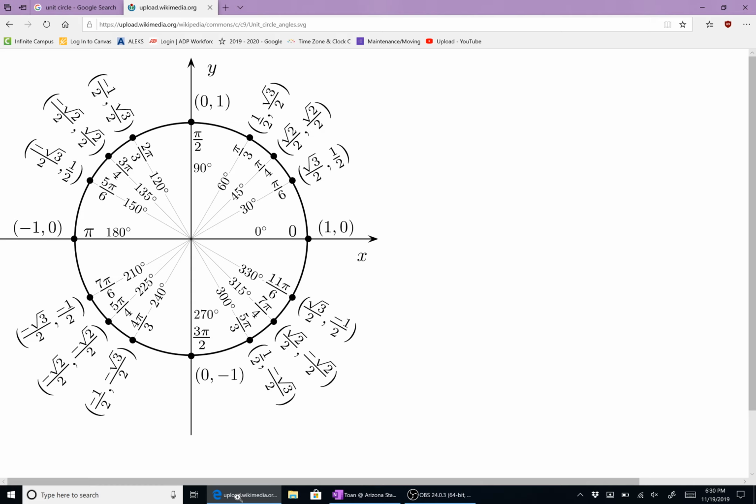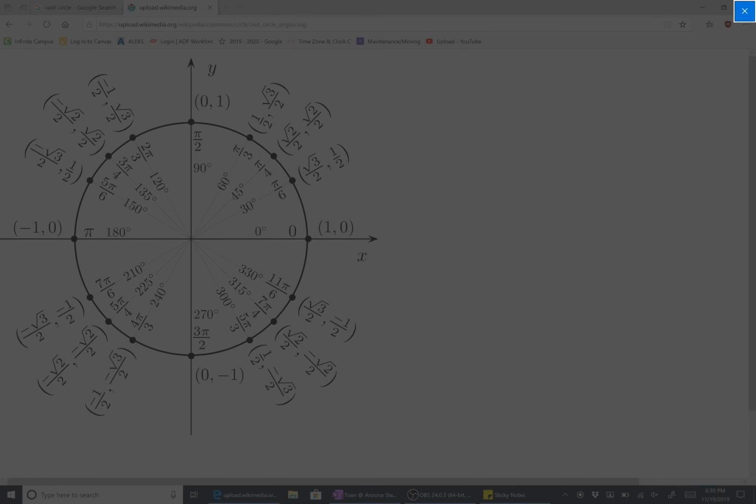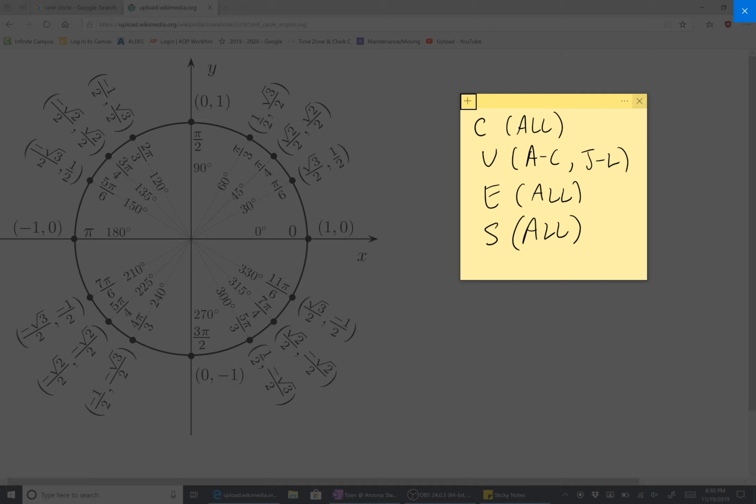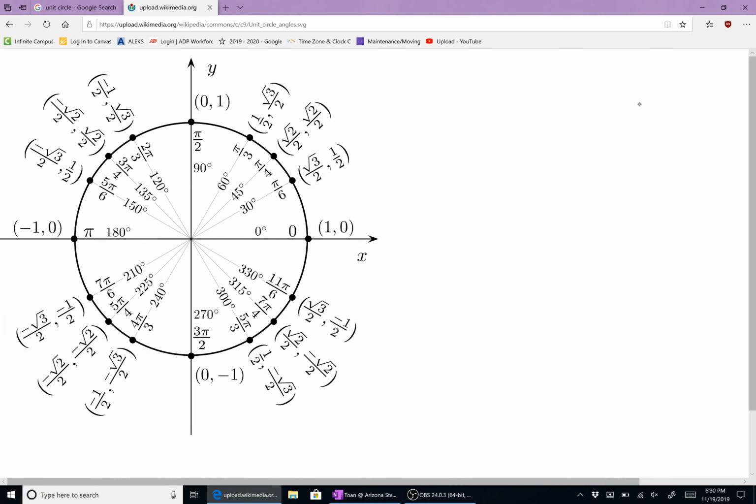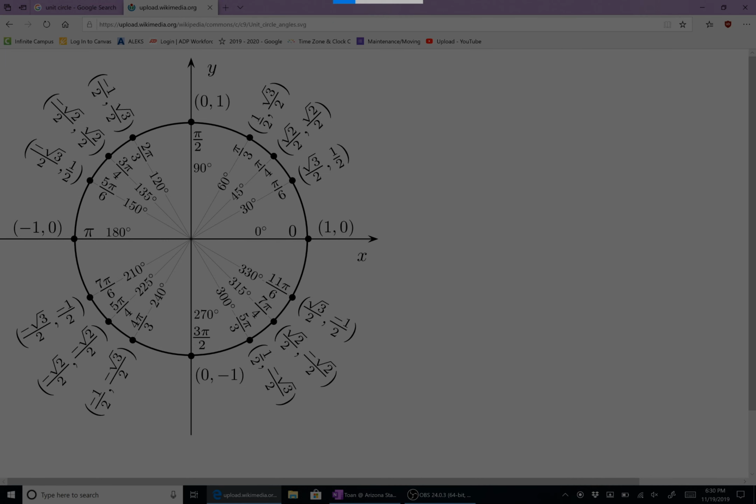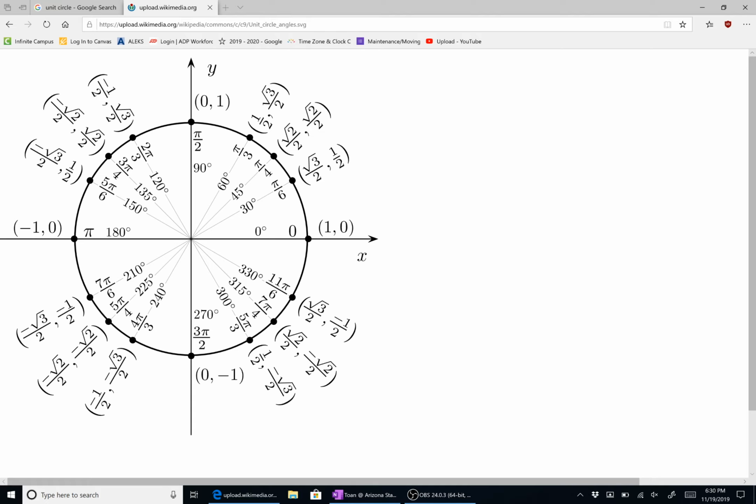Well, let me see if I can copy and paste this, if I remember how to do this. There we go. Oh, no, I don't want that. There we go. Nope. Come on. Sorry for the technical difficulties.